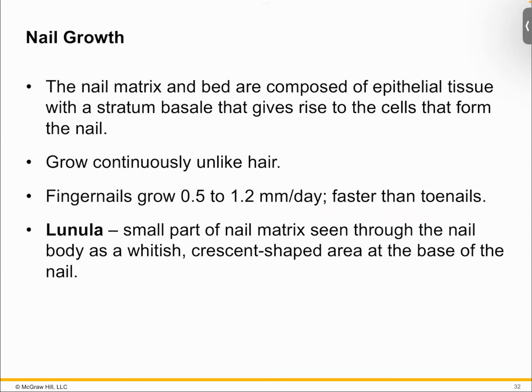So ultimately then, unlike hair, which has this shedding cycle, right? Growth and shedding, nails are continuous, right? We all know that, because we have to keep cutting them.